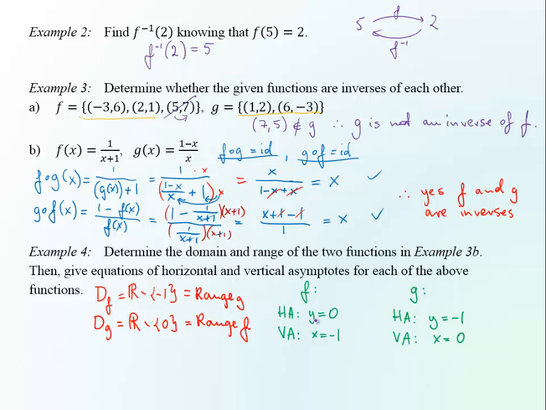Observe that the horizontal asymptote of the original function is the same as vertical asymptote of the inverse function, and the other way around. Vertical asymptote of the original function is the same as horizontal asymptote of the inverse function. So basically, if you know asymptotes for one function, you can easily convert them to asymptotes of the inverse function.